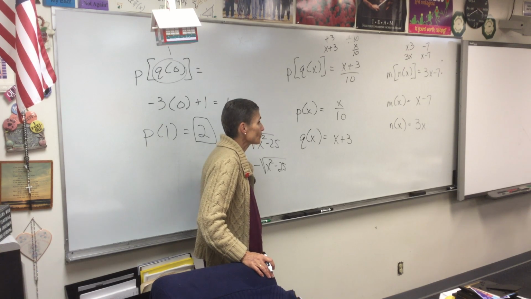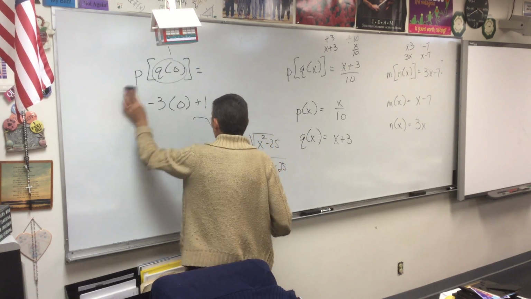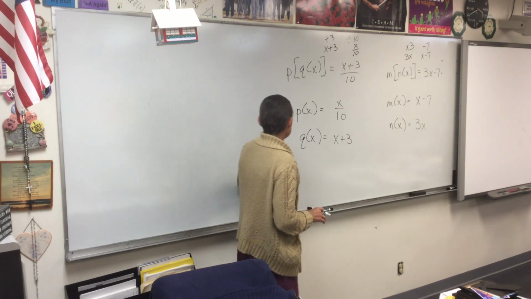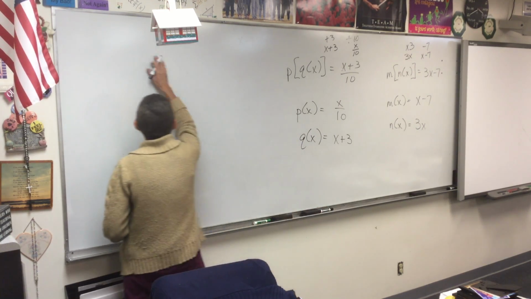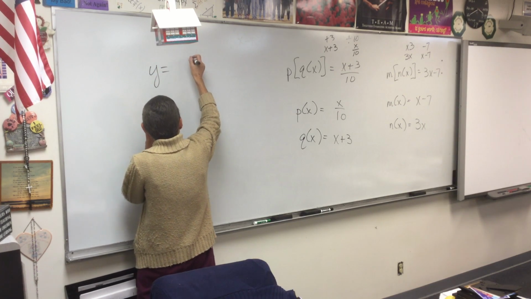Robbie? You do a problem with horizontal, vertical. All right, so we're gonna do a problem where we have to find the horizontal asymptotes, the vertical asymptotes, and the holes. So let's take a look at an equation.